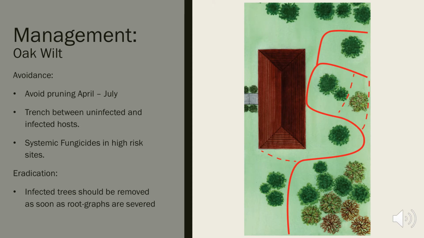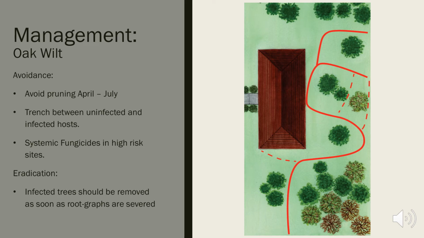In terms of managing oak wilt, you want to avoid pruning from April to July. If you do have, as this scenario does, a host that has died, you want to ensure that trenching is done to sever the root connections, the root grafts that have formed between those separate trees. It's important that this is done before the tree is removed, because the pressure change due to the infected host being removed can cause a flow, or speedier flow, of inoculum from the infected roots to the uninfected roots.